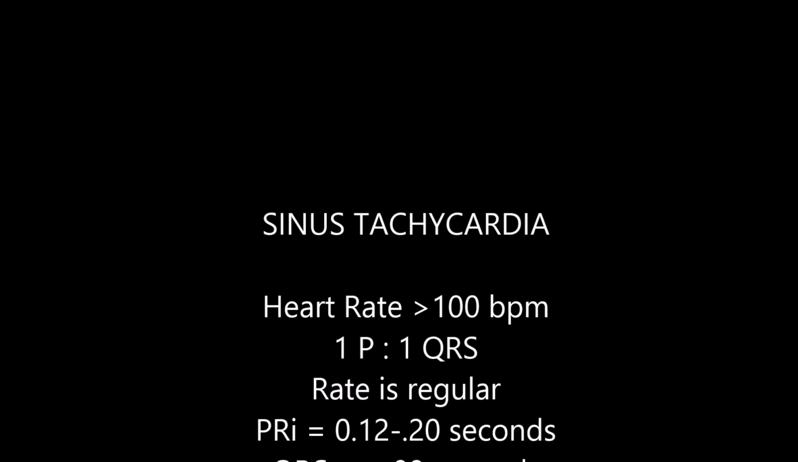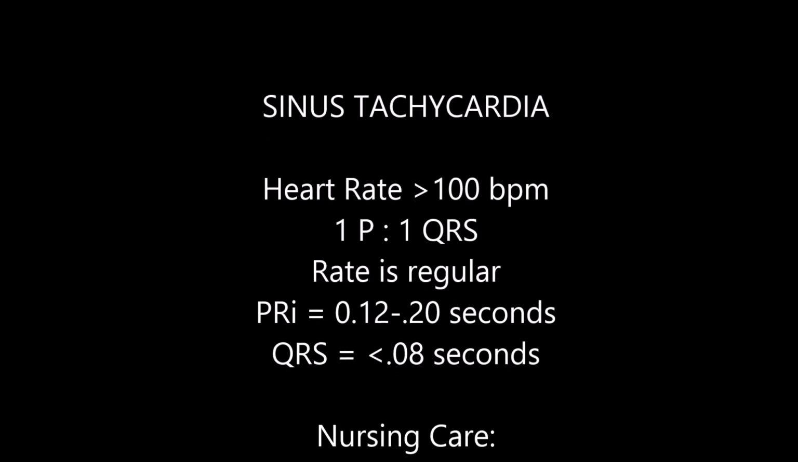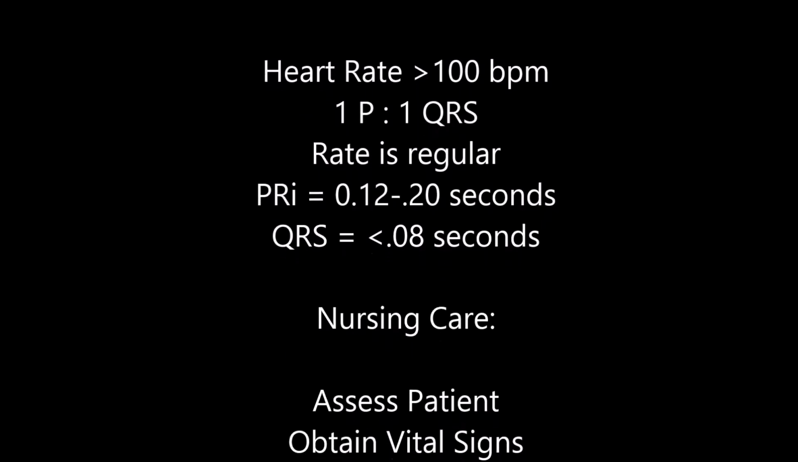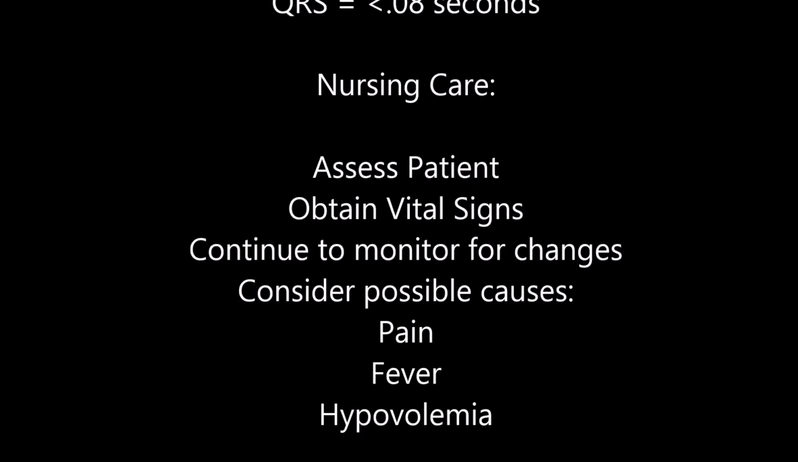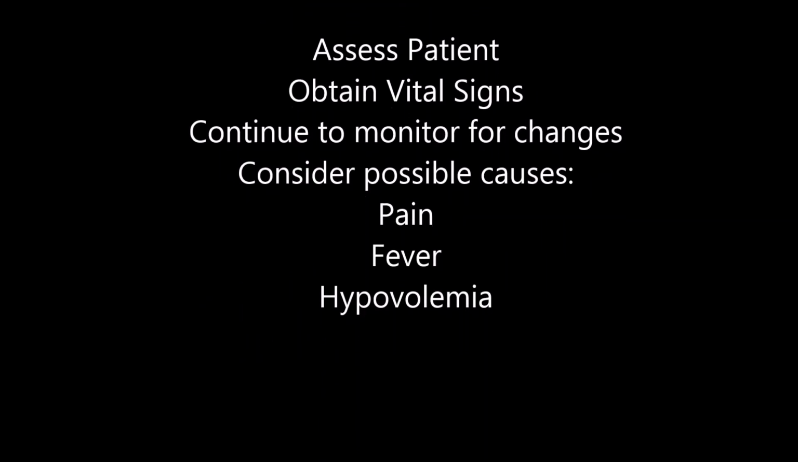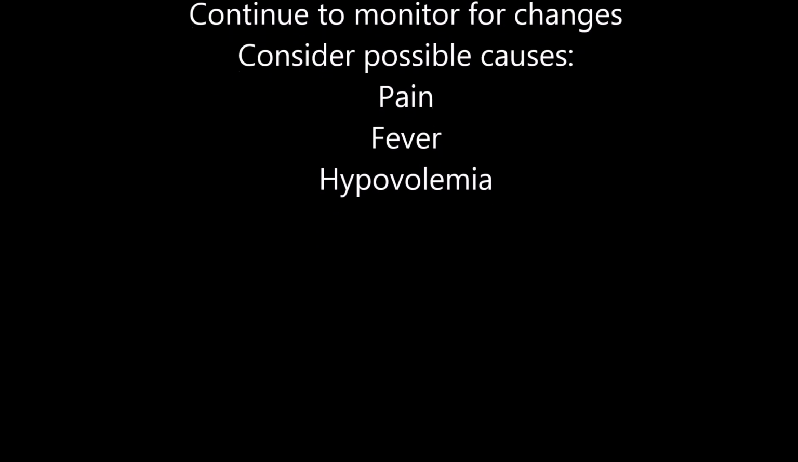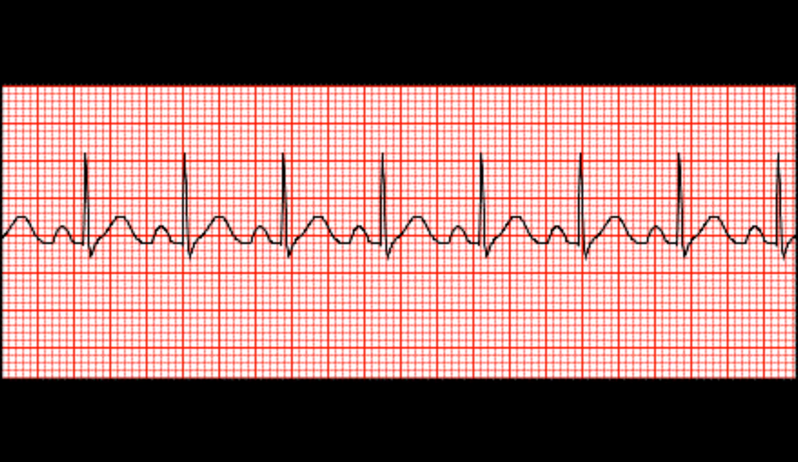Sinus tachycardia is another variation of sinus rhythm where everything is the same except for the heart rate is greater than 100. In assessing your patient, you need to assess vital signs as well as blood pressure, continue to monitor for changes, and then realize that your higher heart rate can be related to pain, fever, or medications. This is an example of sinus tach.